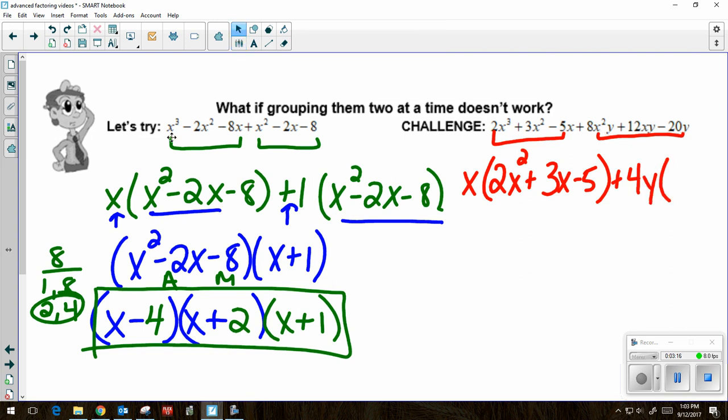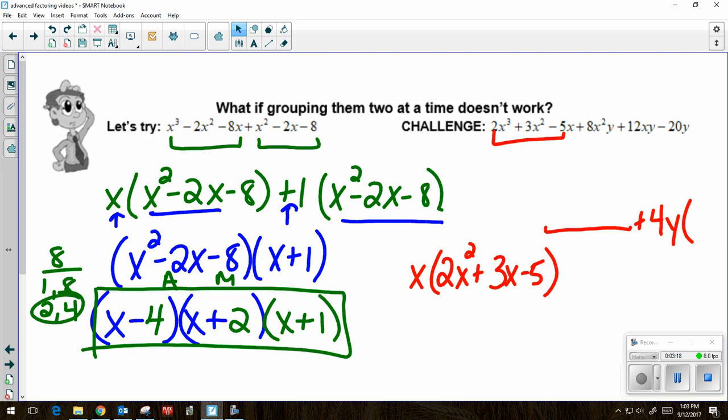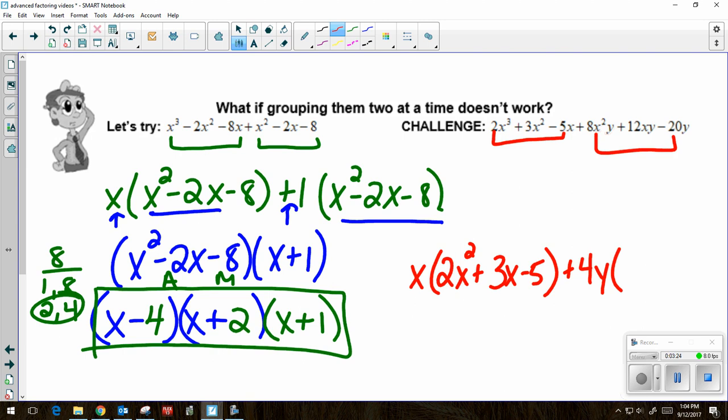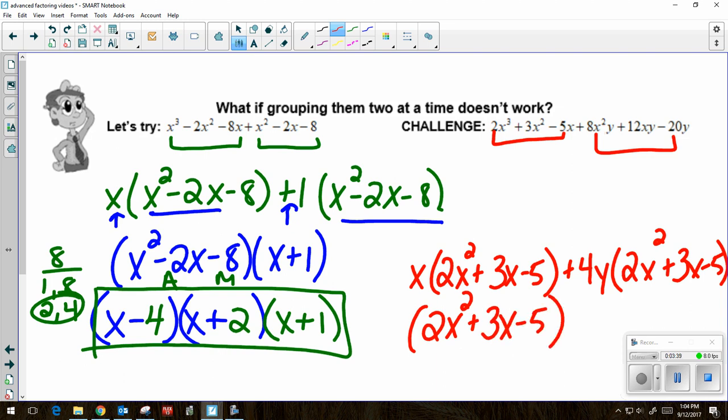And I'm just going to move this down here so that I have more room, since that other one ran a little bit over. So when I take out a 4y, I'm left with 2x squared plus 3x minus 5. And my parentheses match. So I have 2x squared plus 3x minus 5 as my first parentheses, and then I have an x plus 4y left over as my second parentheses.